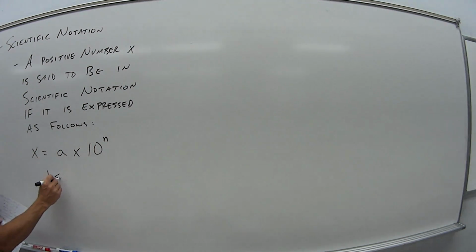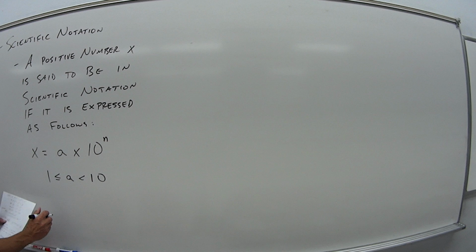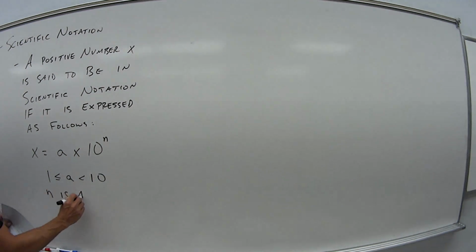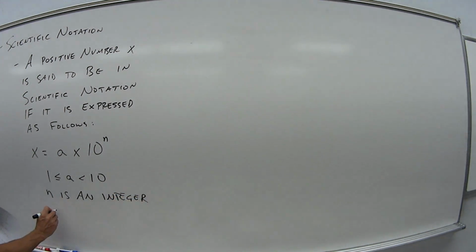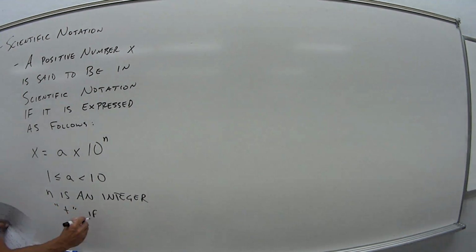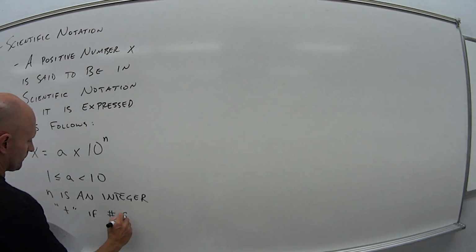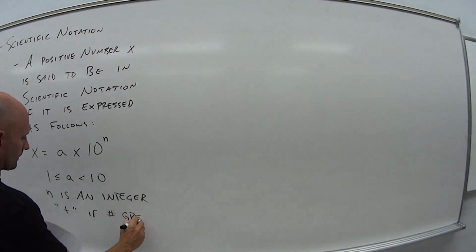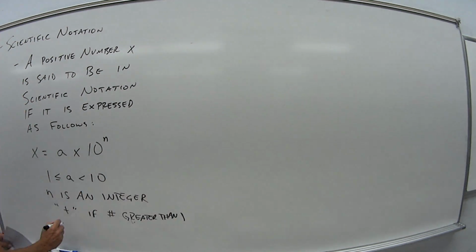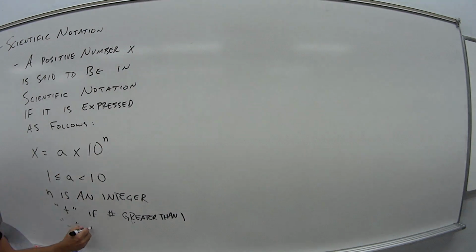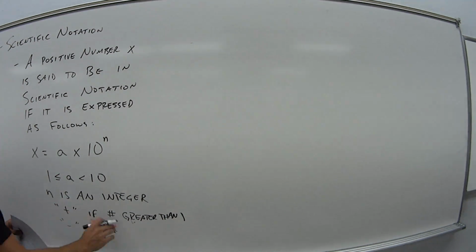First, a is greater than or equal to 1 and less than 10. And n is an integer. And n is positive if the number is greater than 1. And n is negative, so it's a negative exponent, if the number is small and positive, if it's less than 1.